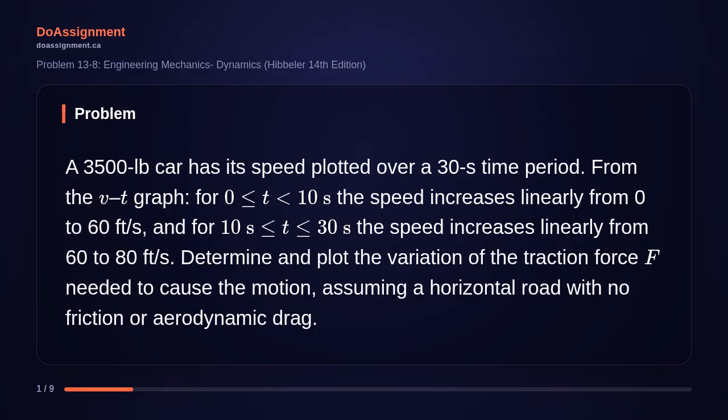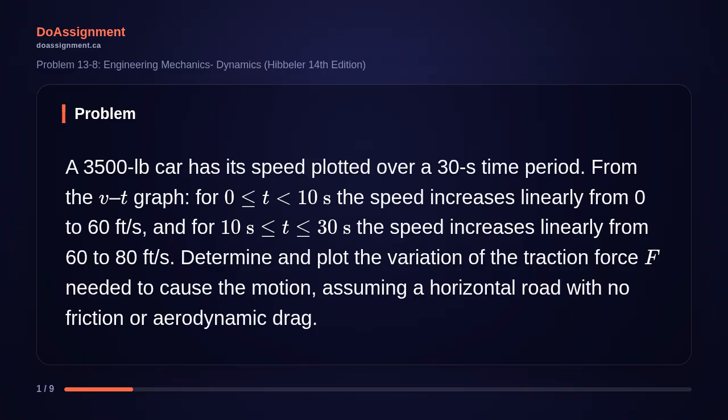A 3,500-pound car has its speed plotted over a 30-second time period. From the velocity time graph, for the interval from 0 to 10 seconds, the speed increases linearly from 0 to 60 feet per second, and for the interval from 10 seconds to 30 seconds, the speed increases linearly from 60 to 80 feet per second. Determine and plot the variation of the traction force F needed to cause the motion, assuming a horizontal road with no friction or aerodynamic drag.